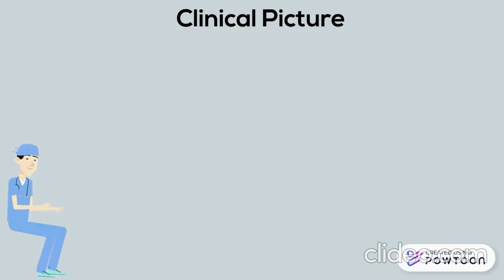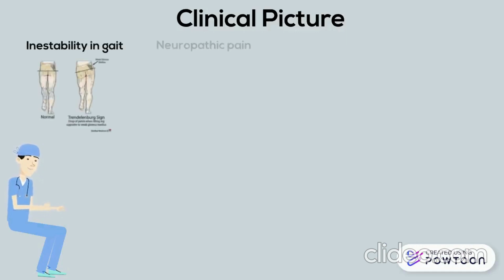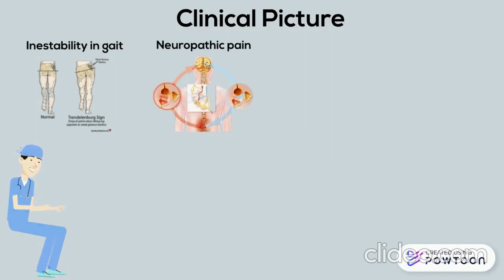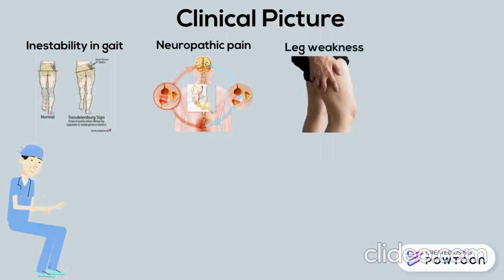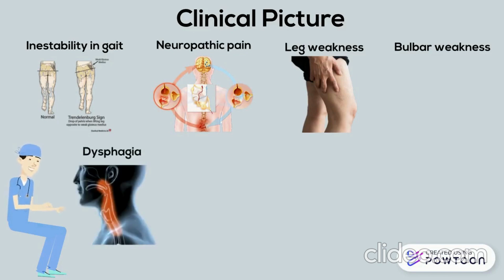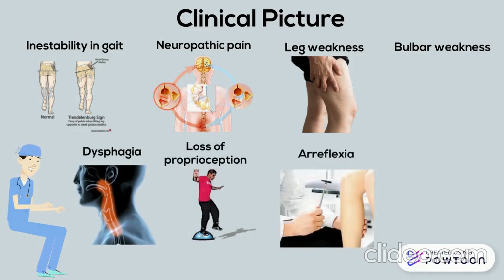Two thirds of GBS patients develop neurological symptoms 2 to 4 weeks after a respiratory or gastrointestinal infection. More than 90% of patients reach disease nadir in 2 to 4 weeks. However, recovery of function occurs slowly over weeks or months. Among the initial symptoms we have: instability in gait, neuropathic pain, leg weakness, bulbar weakness, dysphagia, loss of proprioception, areflexia.